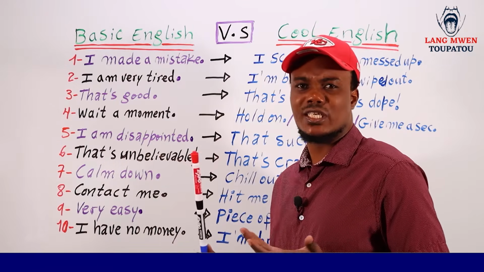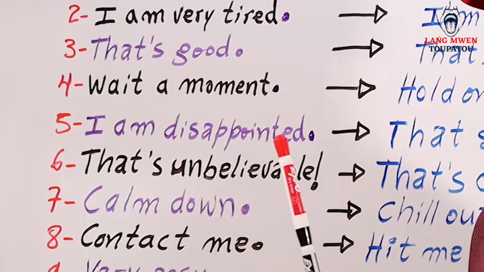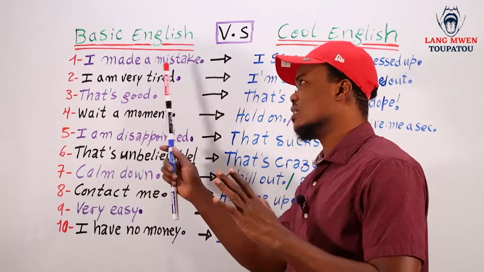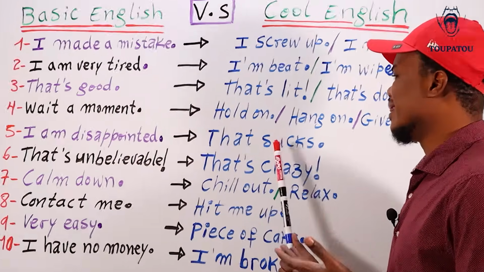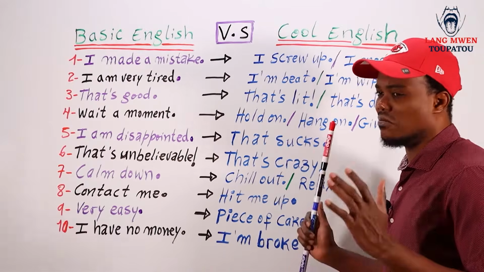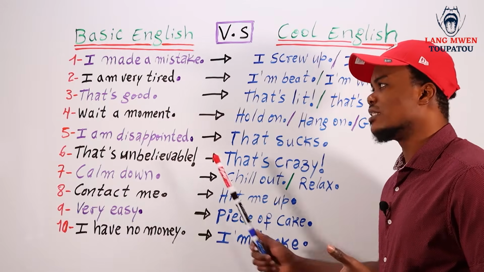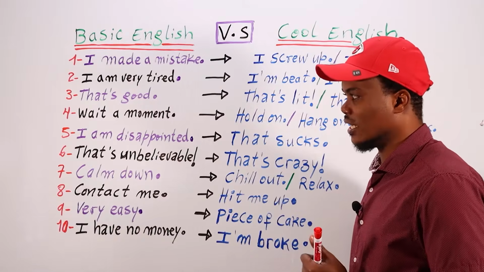Now, si vous voulez dire, moi déçu, on dit I'm disappointed. I am disappointed. Moi déçu. So, on va utiliser basic English dans façon ça pour dire I'm disappointed. Ou capable dire that sucks. That sucks. That means I'm disappointed. Moi déçu. Ça sont l'autre façon pour dire déçu en anglais.